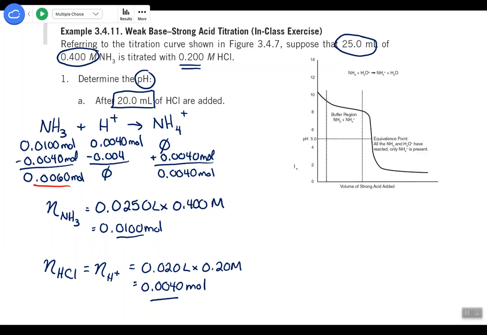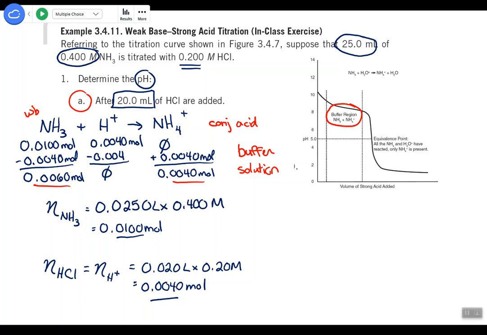I can then analyze what I have left. I have some weak base. I have some conjugate acid. This tells me that I have a buffer solution. I'm in my buffering region at this point. I have not yet reached the equivalence point. I haven't added enough acid to match the amount of weak base in the solution. But my job right now is just part A, to figure out the pH at this point in the experiment.